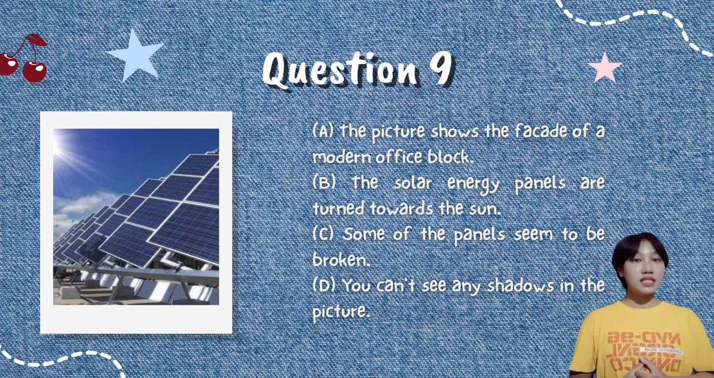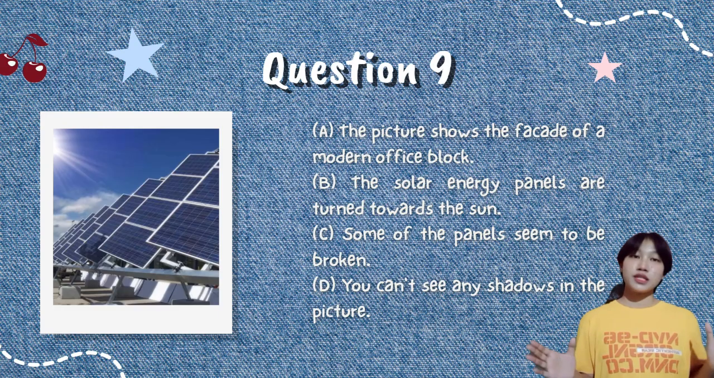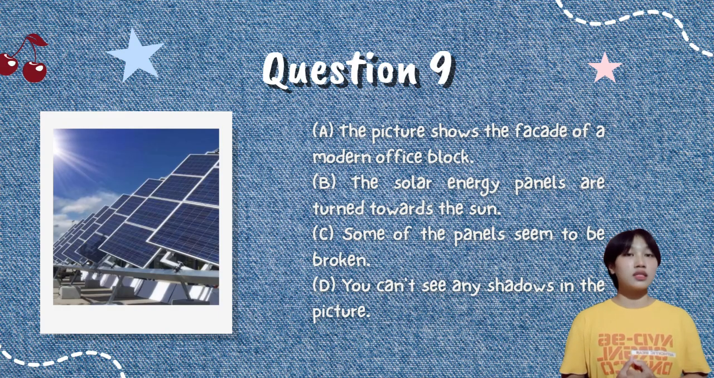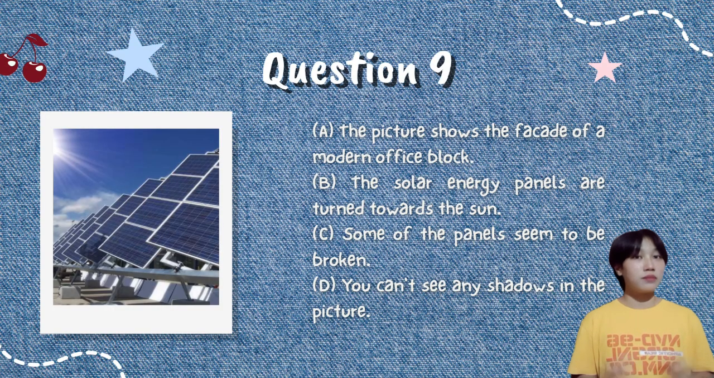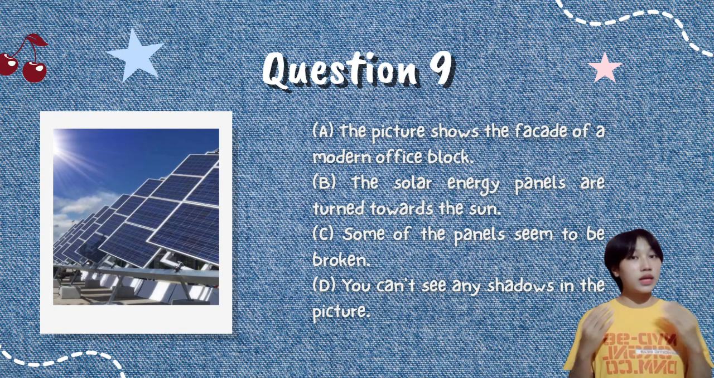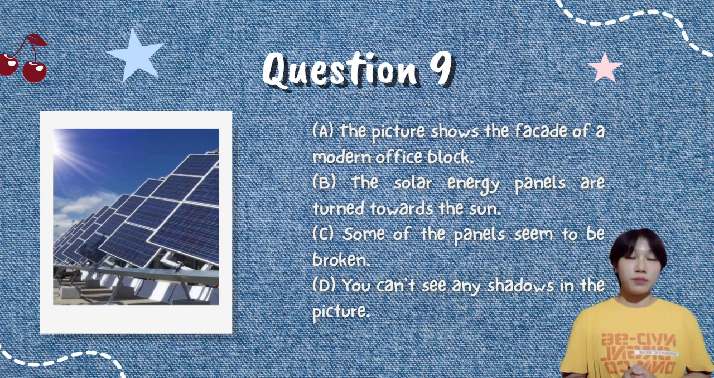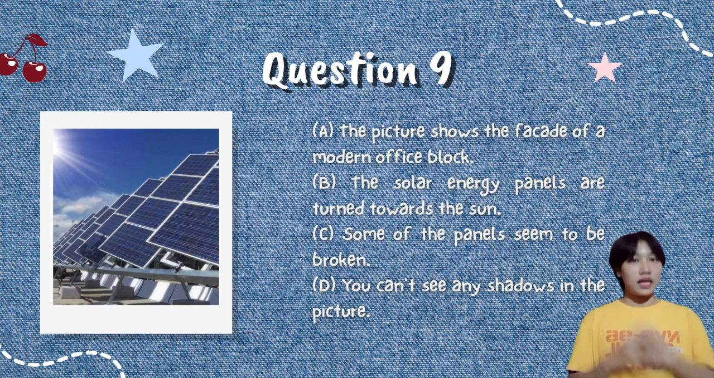In this picture, we can see several solar panels outside. The sun is shining brightly and the panels are facing in one direction, which shows that the solar panels are turned towards the sun. So, the correct answer is B. Option A is wrong because this is not a modern office building. Option C is also incorrect because the panels do not look broken. And option D is wrong because we can clearly see shadows in the picture. In TOEIC Part 1, always focus on what is clearly visible in the picture.